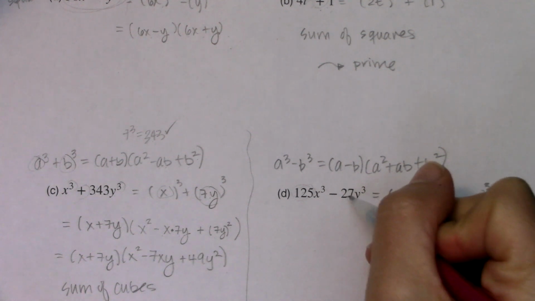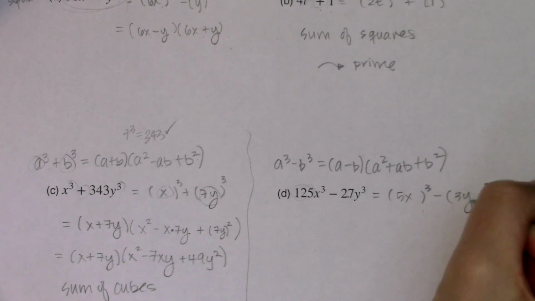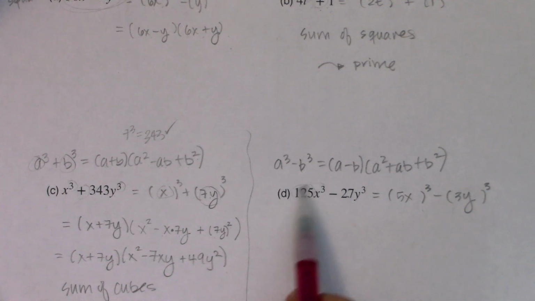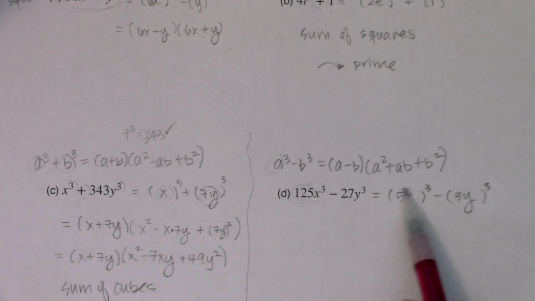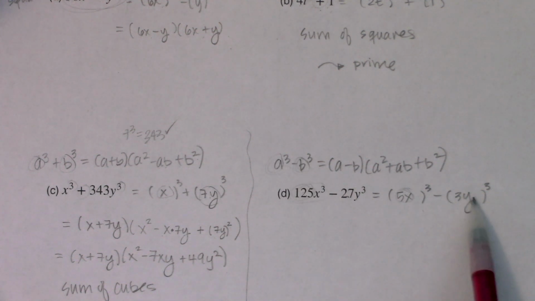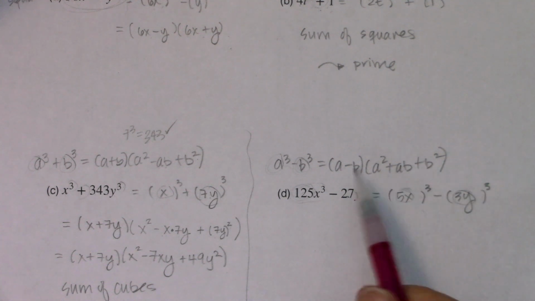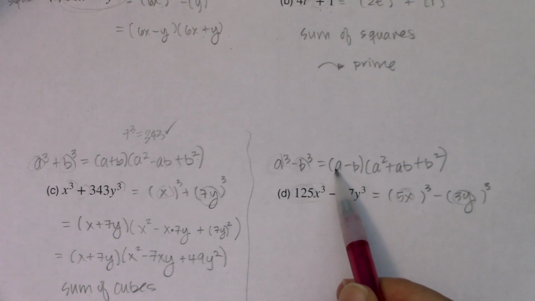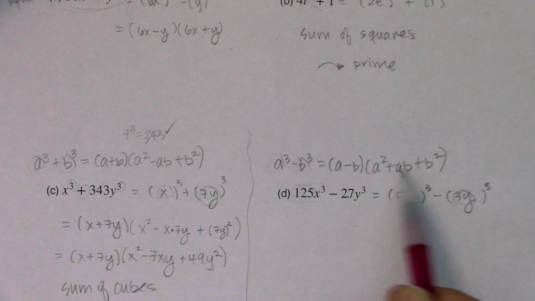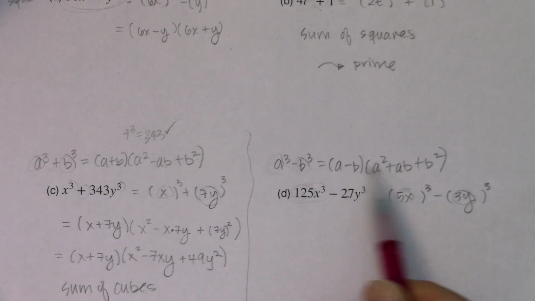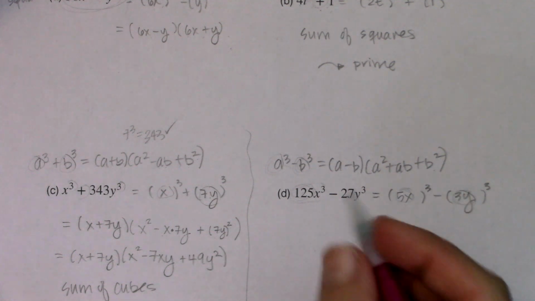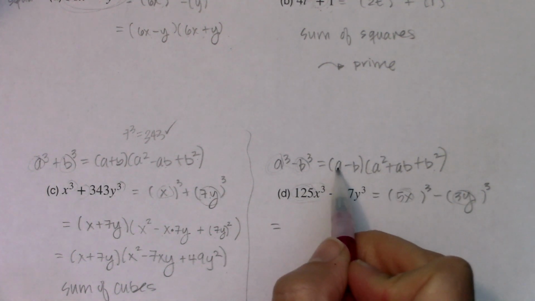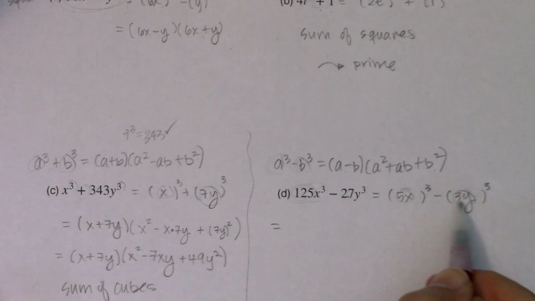What number cubes up to 27? 3. So this is essentially 5x cubed minus 3y cubed. So my a for this problem is 5x, and my b for this problem is 3y. I'm going to substitute in 5x here, here, here, and I'm going to substitute in 3y here, here, and here. And then we're going to simplify. So we're going to sub all of this in. Instead of a minus b, I'm going to write 5x minus 3y.